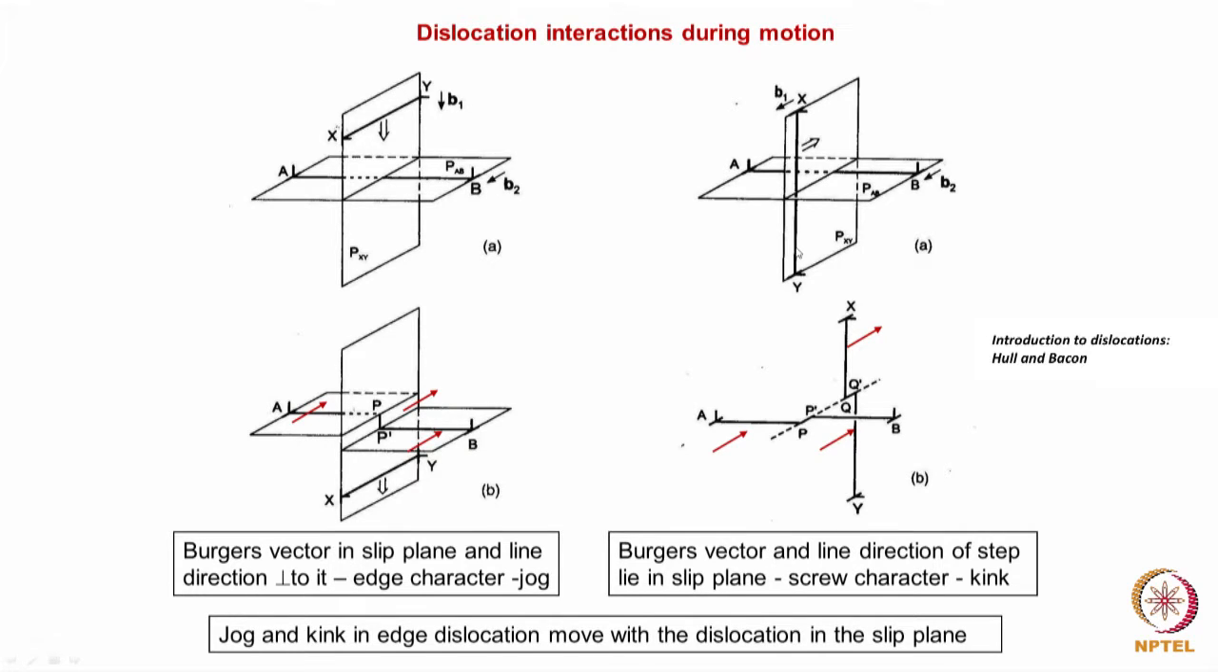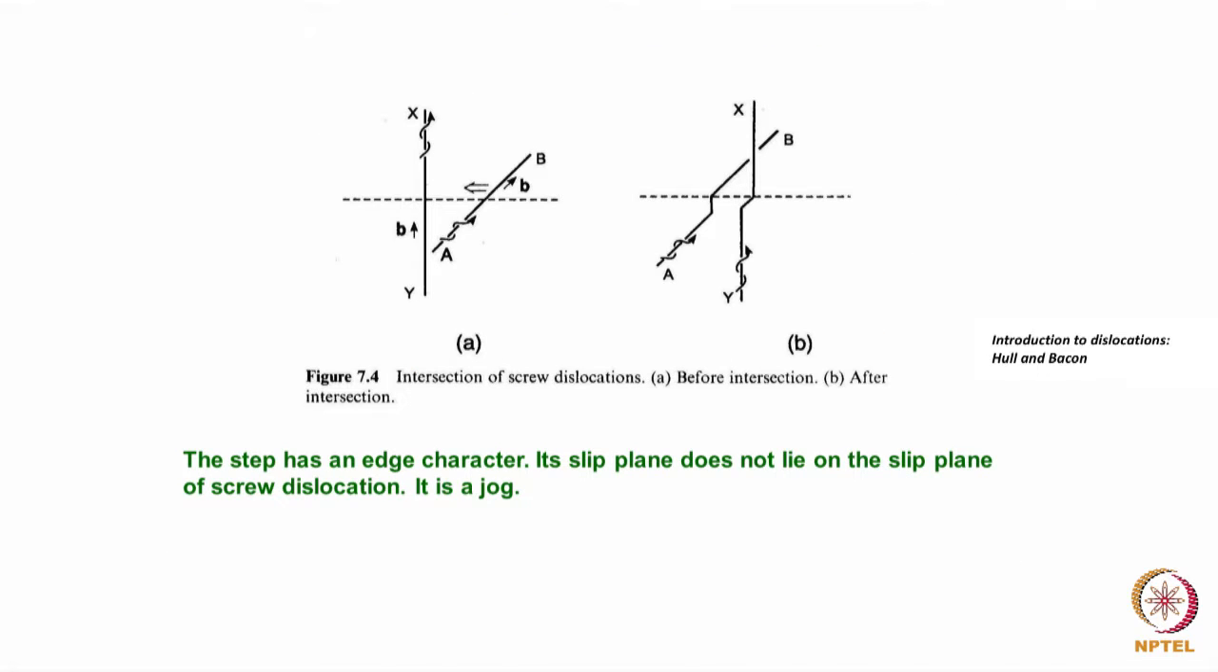Let us consider the case of screw dislocations, intersection of screw dislocations. Here we are considering one screw dislocation with a bias vector in this direction, another screw dislocation with a bias vector in this direction. When they cross each other, since the bias vector of this dislocation is in this direction, as it cuts through this dislocation, it will create a step in this one. This dislocation, when it has cut through this particular one, since it is in this direction, a step is created in the upward direction.